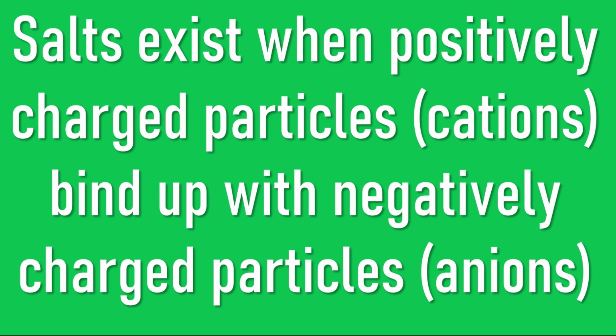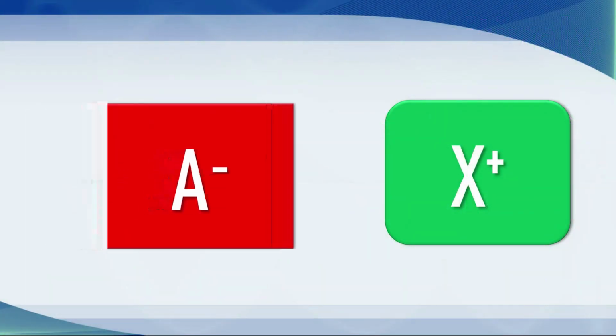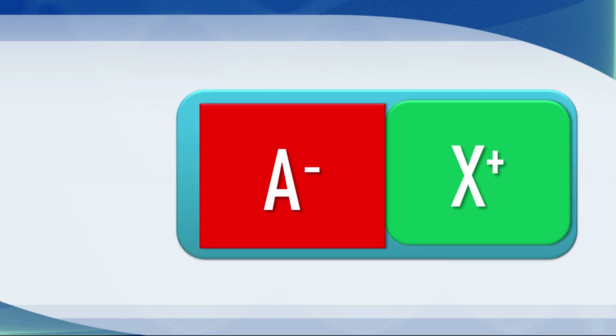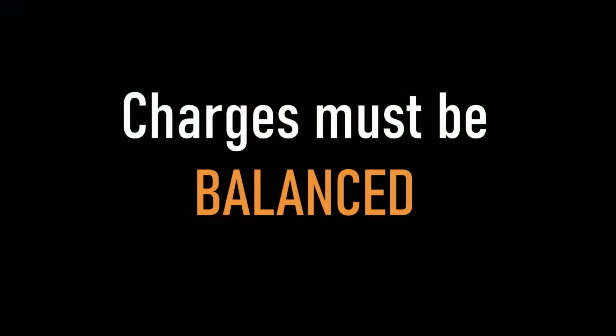Salts exist when positively charged particles or cations bind up with negatively charged particles or anions. Here we have a single anion combining to a single cation to form a salt. An example of this is NaCl or table salt. The valency is the charge carried by the ion and it's measured in milliequivalents per litre. In this example, both X plus and A minus, the cation and the anion, are both univalent. The charges must always be balanced.